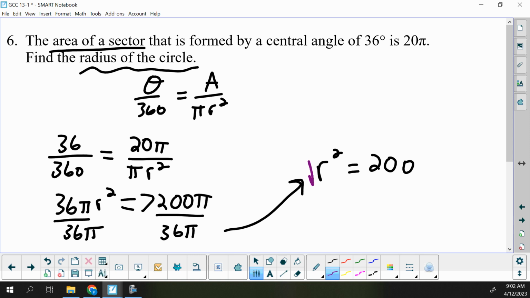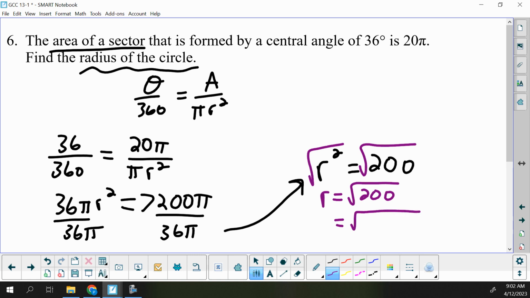Well, the opposite of squaring something is taking the square root. So we're going to end up with r equals square root of 200. So first, on your calculator, just do square root of 200. See, does it come out nice? So we'll give you 15 seconds. See if you can do square root of 200. See if it comes out nice. You should have found out that it does not come out nice.